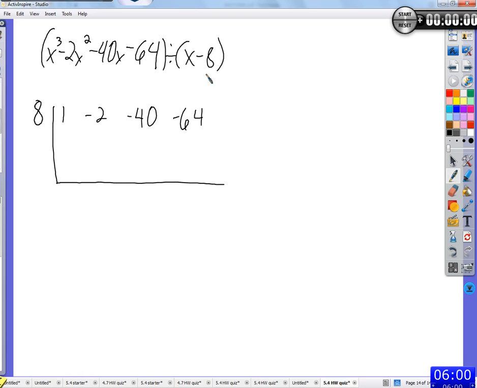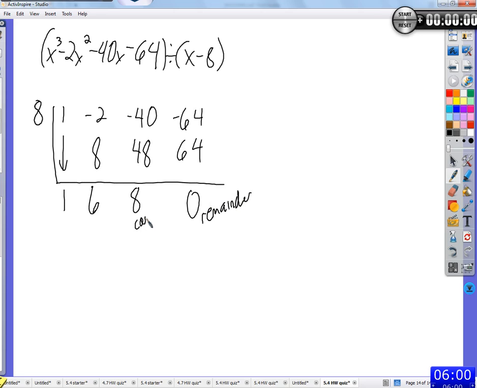It's the opposite of whatever you see there, minus 8, put a positive 8. And then it's the same steps as synthetic division, or synthetic substitution. 8 times what is 8? Add them together, 6. 8 times 6, 48. Minus 40 is 8, 8 times 8 is 64, you get 0. 0 remainder.